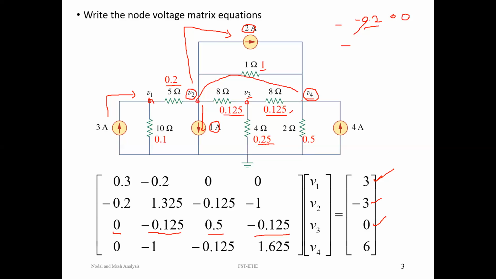Coming to node 4, you can see there is an incoming current from the 4 amperes current source, as well as these 2 amperes which will come over here. Therefore, 2 amperes plus 4 amperes, both are incoming currents at node 4, plus 6. Once you get the final equation, we can simplify this matrix to determine V1, V2, V3, V4.